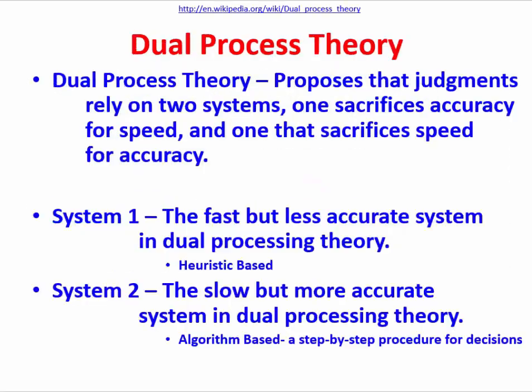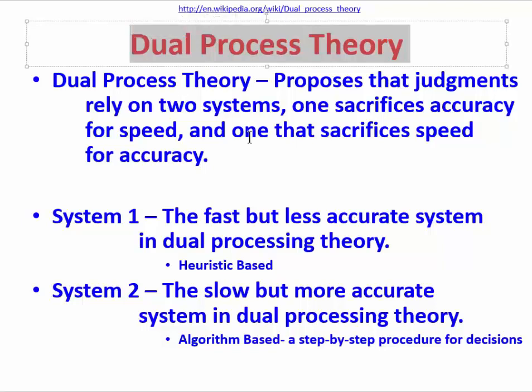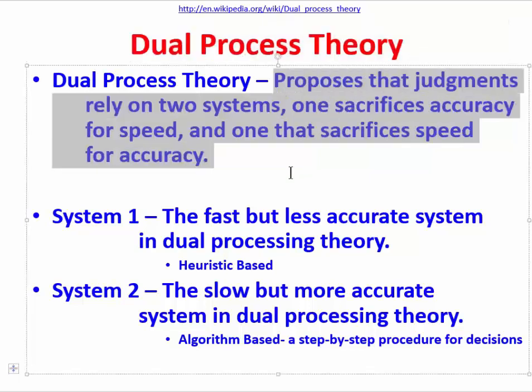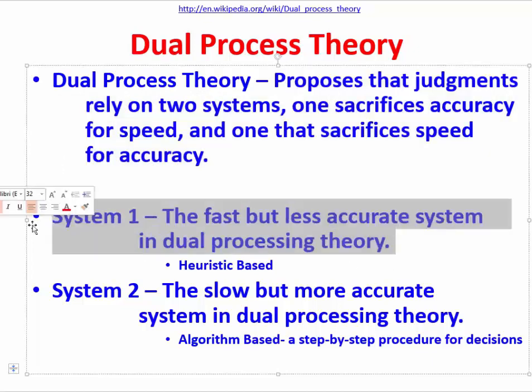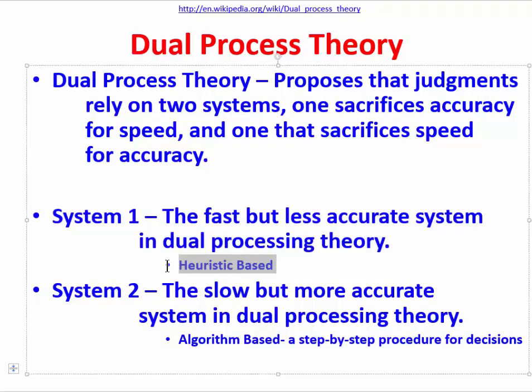Daniel Kahneman and others had done some work on the so-called dual processing theory. And this also leads us to understand more clearly where errors come from in our thinking, in our cognition. Let's define the dual processing theory this way. This proposes that judgments rely on two systems, one that sacrifices accuracy for speed, and one that sacrifices speed for accuracy. So-called System 1 is relatively fast but less accurate, and it's one of the two components of our dual processing theory. This is very much heuristic-based.